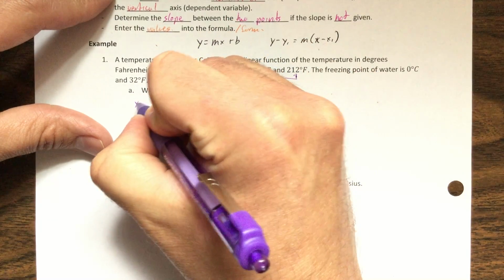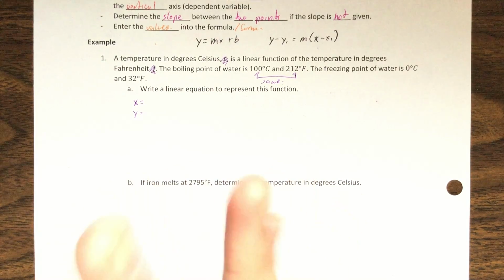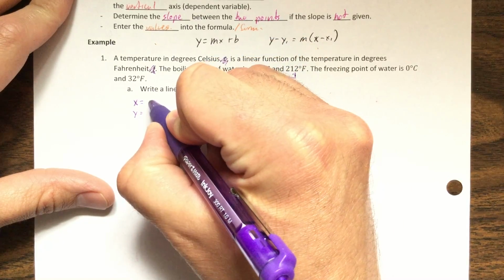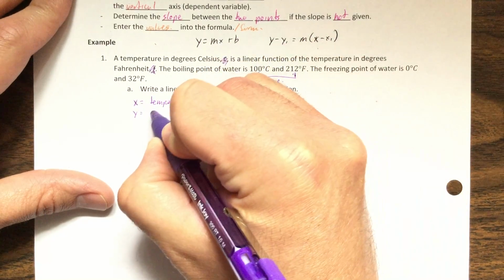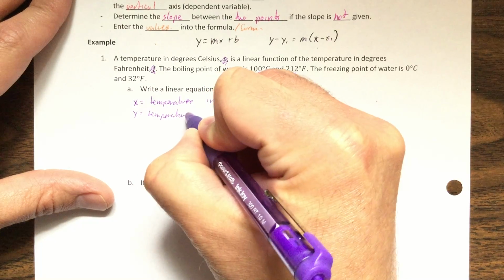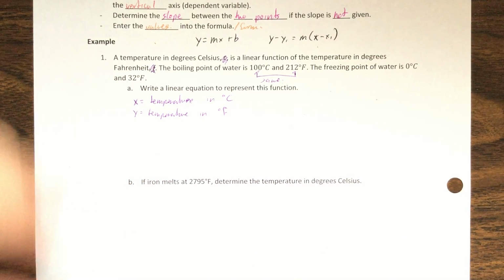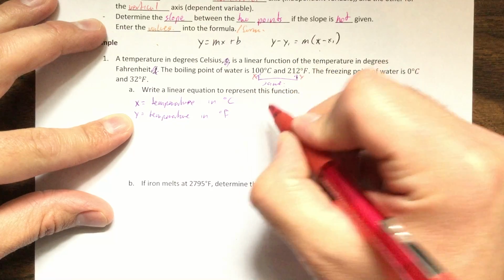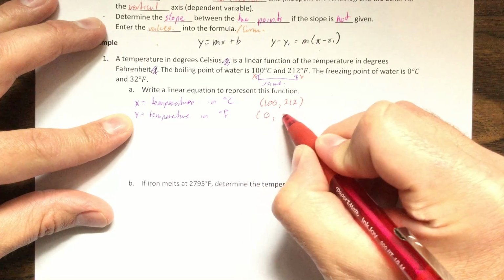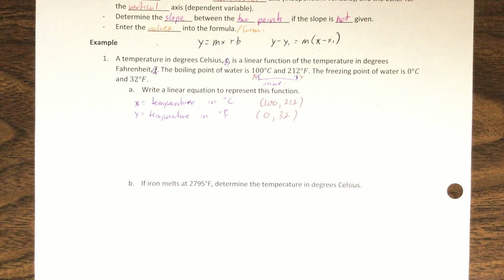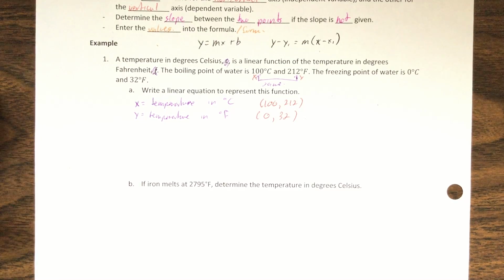Now the first thing that we're going to do is define what our x is and what our y is. You can choose whichever one you want because these ones aren't really dependent or independent on each other. So x is going to be the temperature in degrees Celsius, and y is going to be the temperature in degrees Fahrenheit. That means the 2 points that we have, with Celsius as x and Fahrenheit as y, are (100, 212) and (0, 32). These 2 points are going to help us come up with the values that we need.